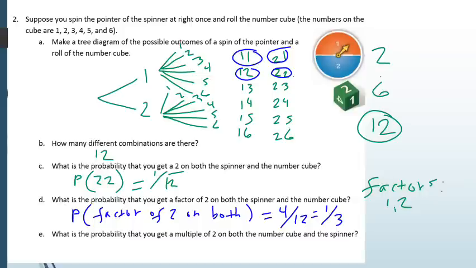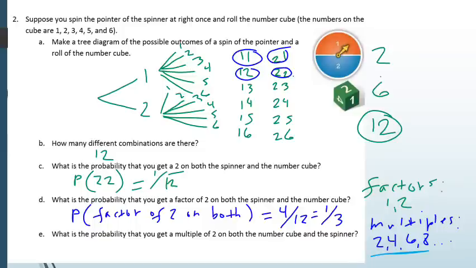What's the probability you get a multiple of 2 on both the number cube and the spinner? Well, so now multiples of 2, I'm going to think like a multiplication chart. So multiples of 2 are going to be 2, 4, 6, 8, etc. So looking over here, again, multiples of 2, I'm going to think about how I need to have, let's see, I'll pick a different color here. So I'm looking for these guys.